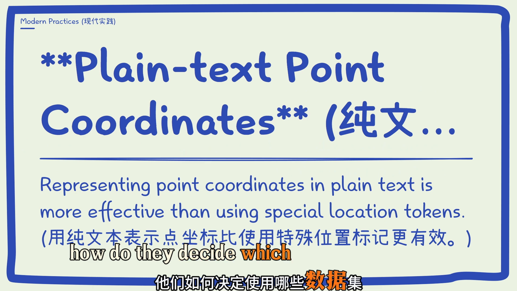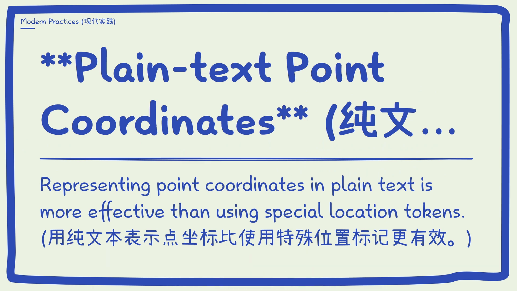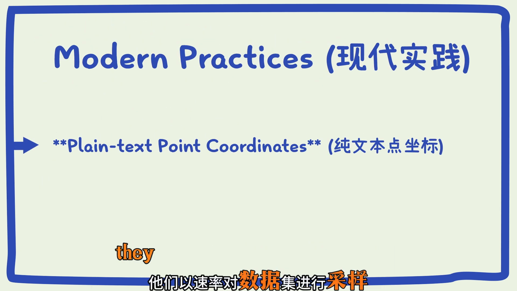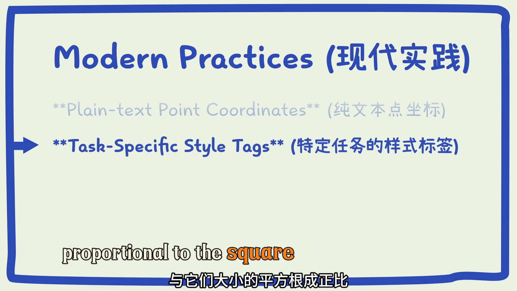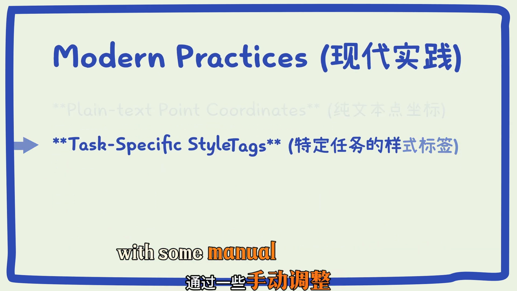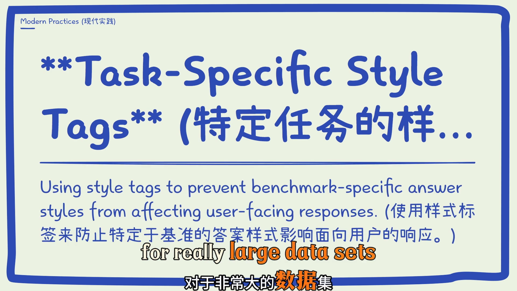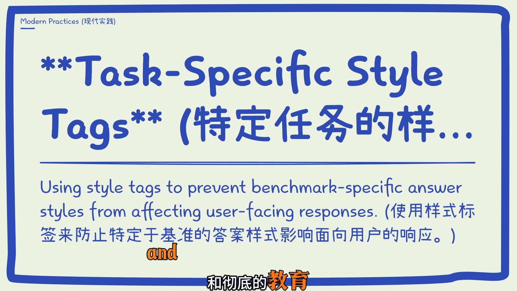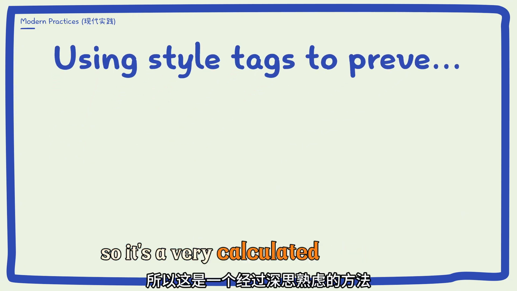How do they decide which datasets to use and how much of each? They're very strategic about it. They sample datasets at rates proportional to the square root of their size, with some manual adjustments for really large datasets. This ensures Molmo gets a balanced and thorough education. So it's a very calculated approach.